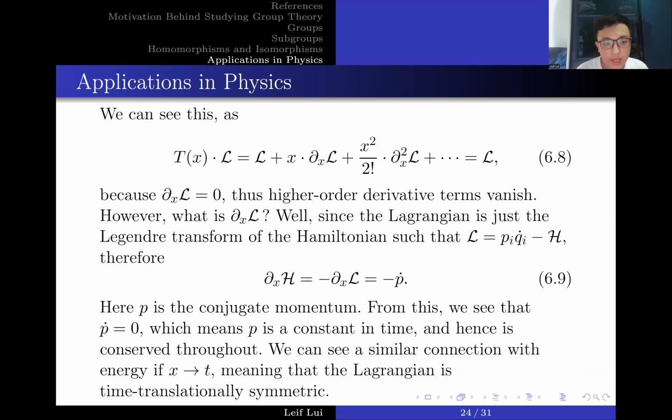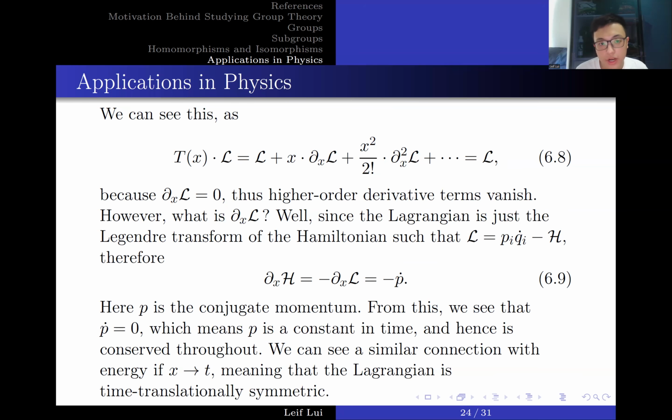From this, we can see that x can be any arbitrary coordinate, but if we consider x as, say, a linear displacement, then this would be the linear momentum. If x was an angle like theta, this would be the angular momentum. But from this, we can see that p dot is equal to 0, since partial x of L is equal to 0, which means that p is constant in time, and hence is conserved throughout.